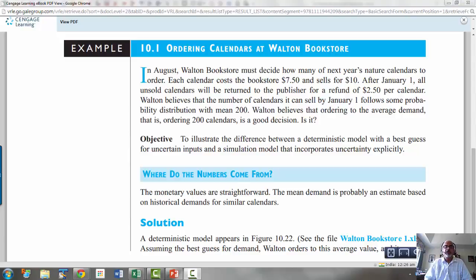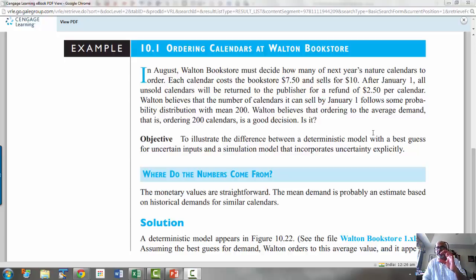In this video, we're going to look at the first example. In this example, we're going to introduce the concept of the flaw of averages. Here is a bookstore that sells calendars. It costs $7.50 for the bookstore, and it sells these calendars at $10 a piece. After January 1st, all the unsold calendars will be returned to the publisher for a refund of $2.50.